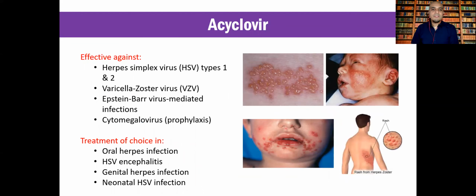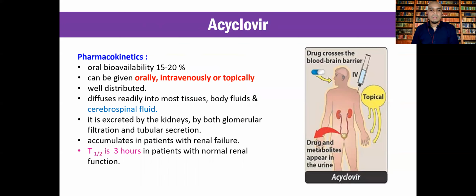Aciclovir is effective in infectious conditions such as herpes simplex 1 and 2, varicella zoster, Epstein-Barr virus, and for the prophylaxis of cytomegalovirus infection. Aciclovir is also the drug of choice for oral herpes infection, herpes simplex encephalitis, genital herpes, and neonatal herpes infection. Aciclovir can be given by oral, intravenous, or topical route. Through the oral route, its bioavailability is around 15 to 20%. It is well distributed and excreted by the kidneys, and its half-life is about 3 hours in patients with normal kidney function.